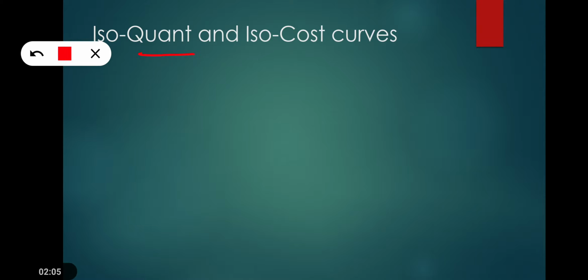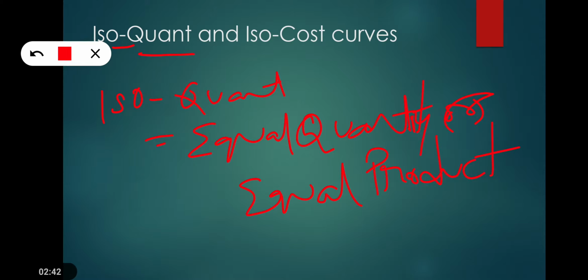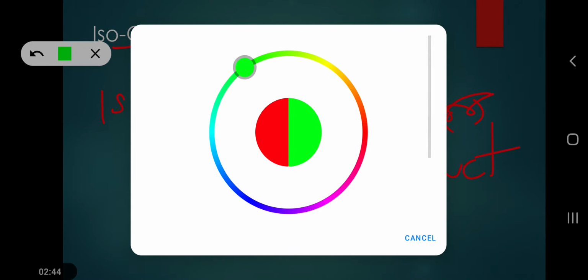Iso-Quant curve means equal quantity or equal product. So together, Iso-Quant is equal to equal quantity or equal product.